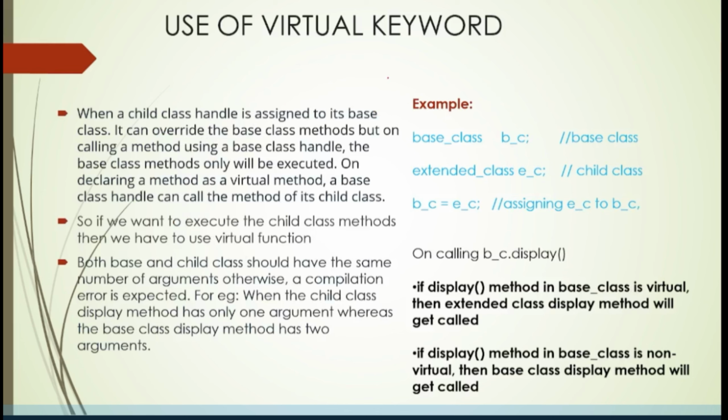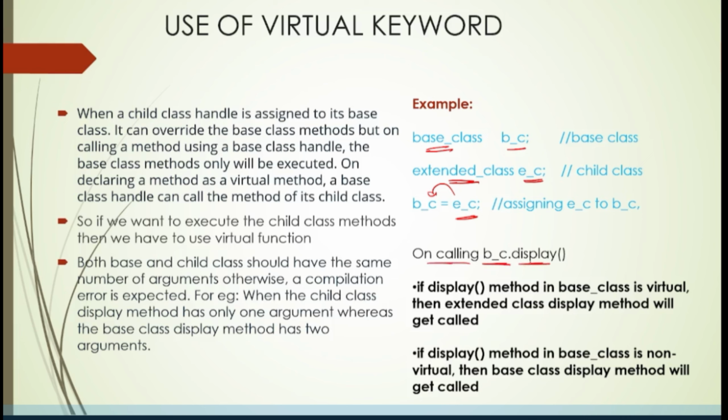Just before, I asked you a question: can we access the base class methods by using the child class handle? Yes, we can do it. So we will see how we are going to do it. Like in the example I gave before, here I am taking two classes. One is my base class with handle bc, and the extended class with handle ec. I am assigning everything that is there in my extended class to my base class. So now what happens when I call bc.display?